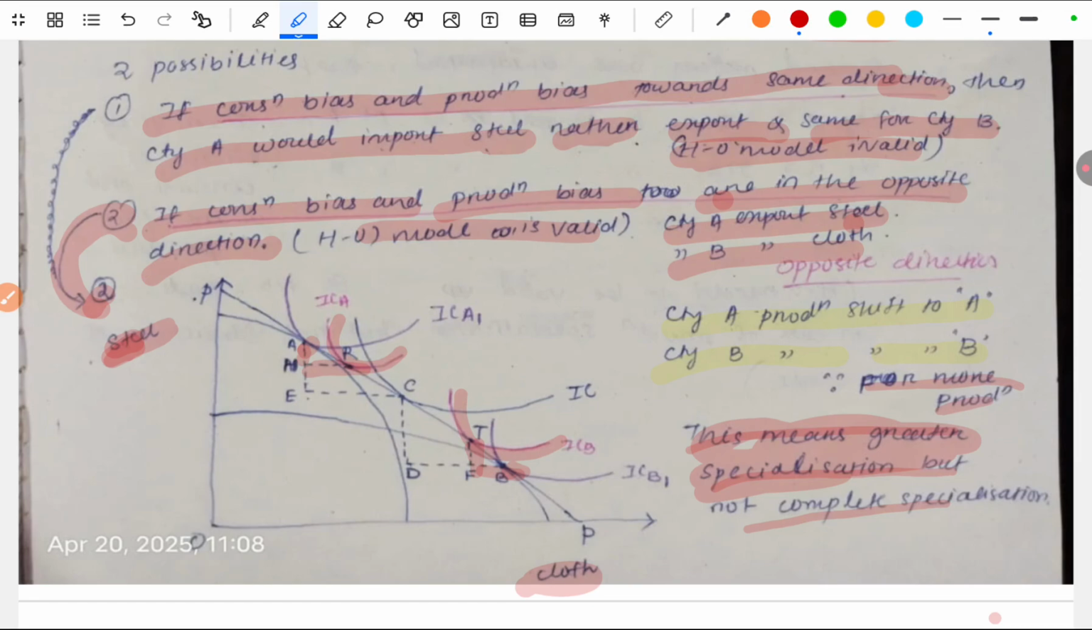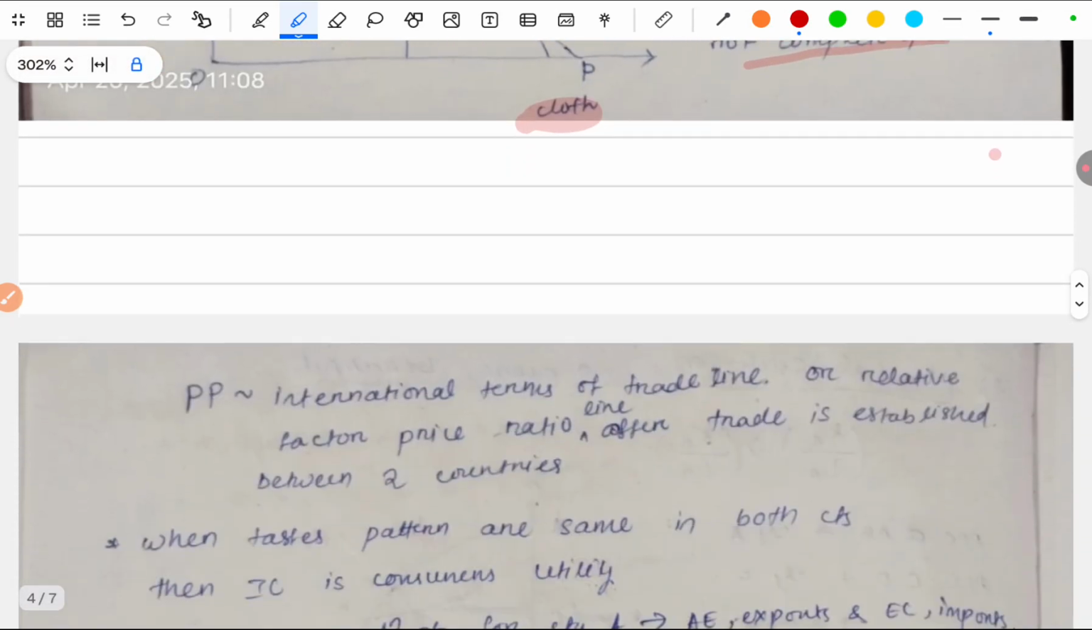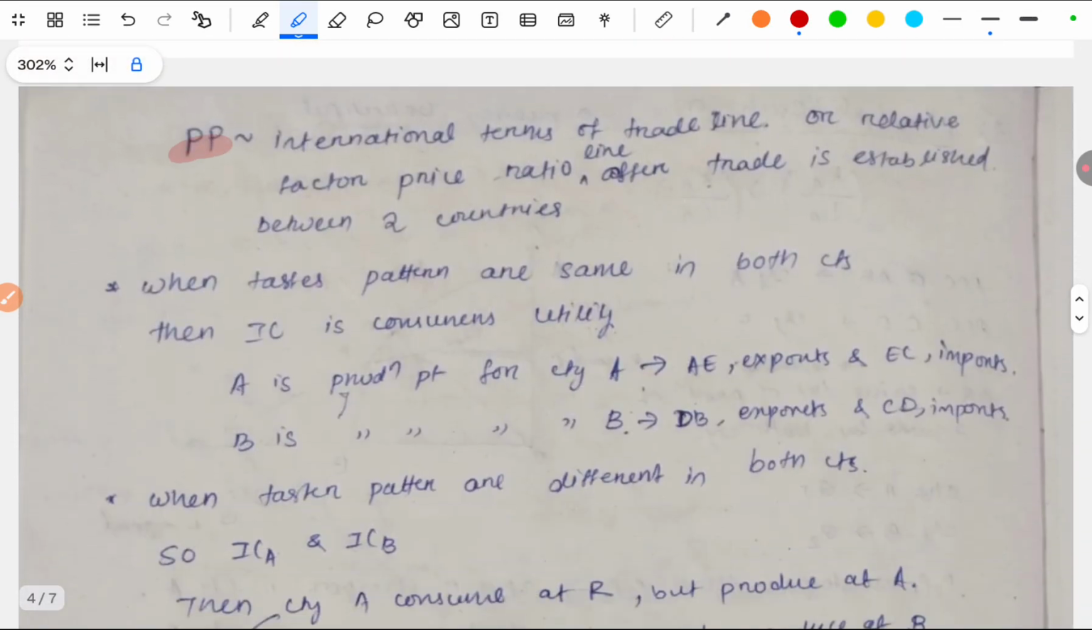The first condition is, second condition will be. Now the third condition, when the production and the consumption is at the same level, meaning if the country produces 10 units of production and the consumers of this country also consume 10 units, then the indifference curve will lie at point A for country A, and the indifference curve lies at point B for country B. So there will be no trade. It is the situation of autarky. Here we know that is the PP line, the international terms of trade line, the relative factor price ratio line after trade is established between the two countries.